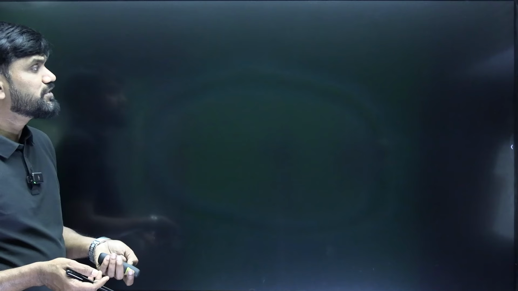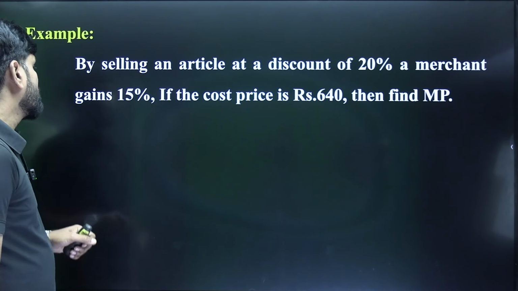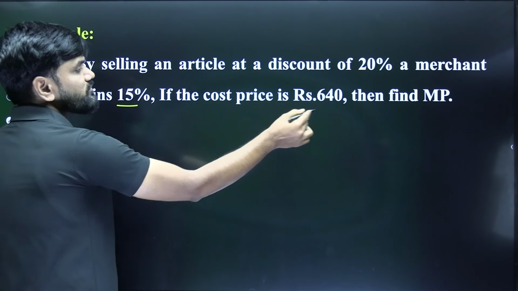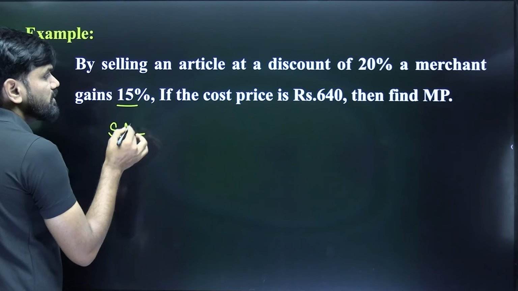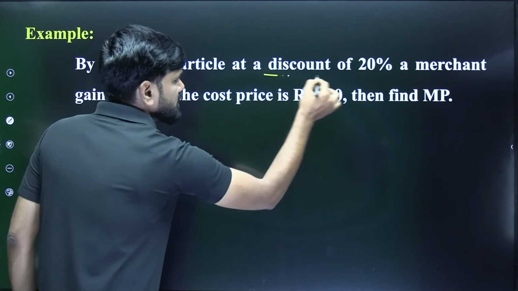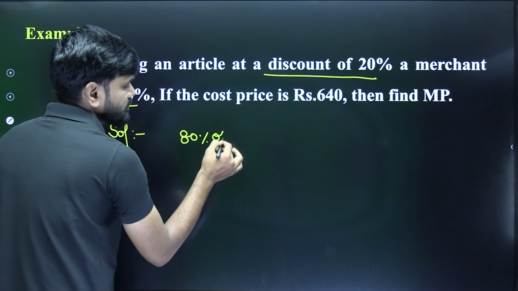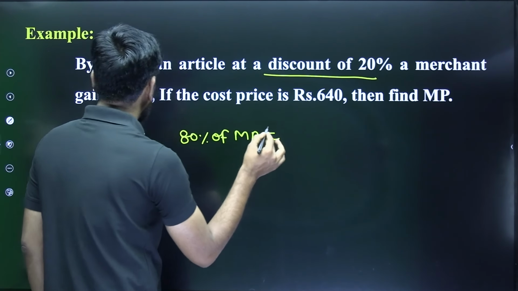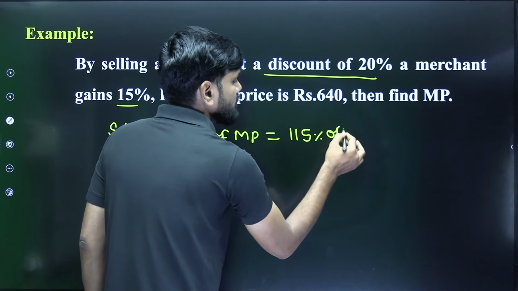Next, let us see. In the next problem, they will give you CP and they will ask you for MP. By selling an article at a discount of 20%, a merchant gains 15%. If the cost price is 640, then find the market price. Same logic. Frame the relation first. There is a discount of 20%. A 20% discount if it is offered, that corresponds to 80% of the market price. And that is giving you a gain of 15%, means that is corresponding to 115% of cost price.